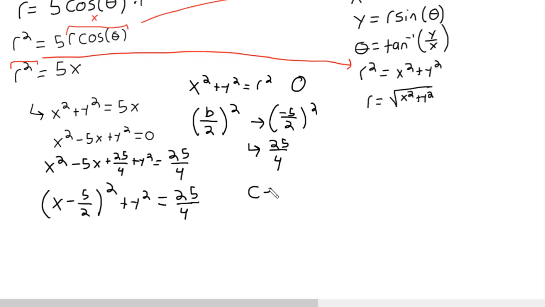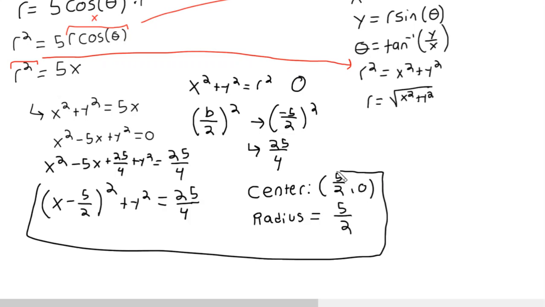So the center in this case is just 5 halves, comma 0. And the radius is simply, this is the radius squared. Remember that this is the radius squared. So what squared gives me 25 fourths? Well, the answer is just 5 halves. So this is a circle with the center of it being 5 halves, comma 0, and the radius being 5 halves.